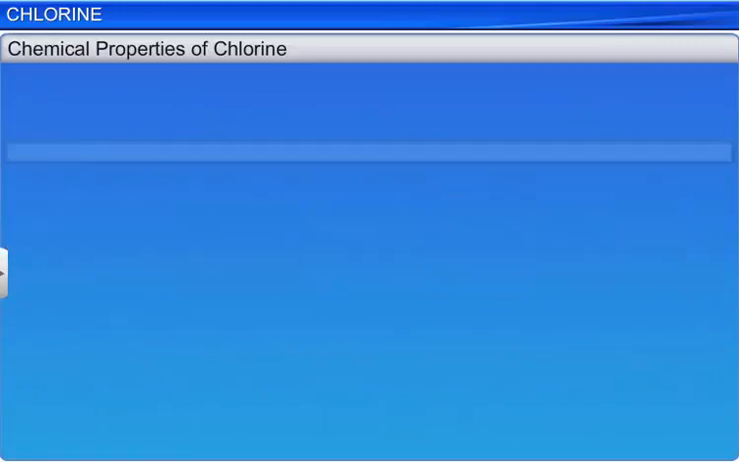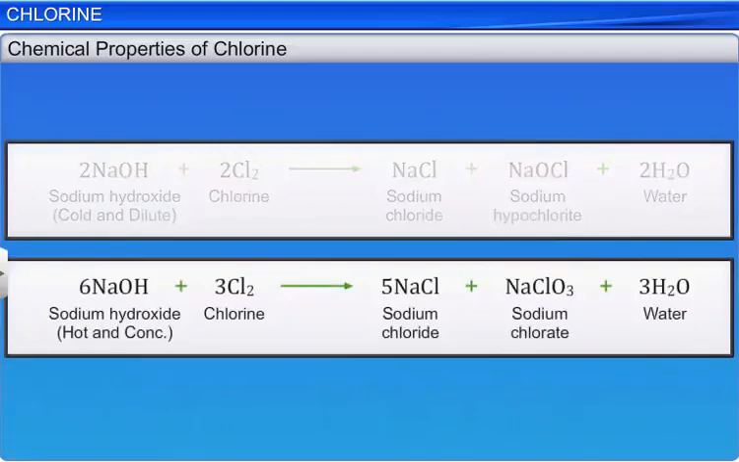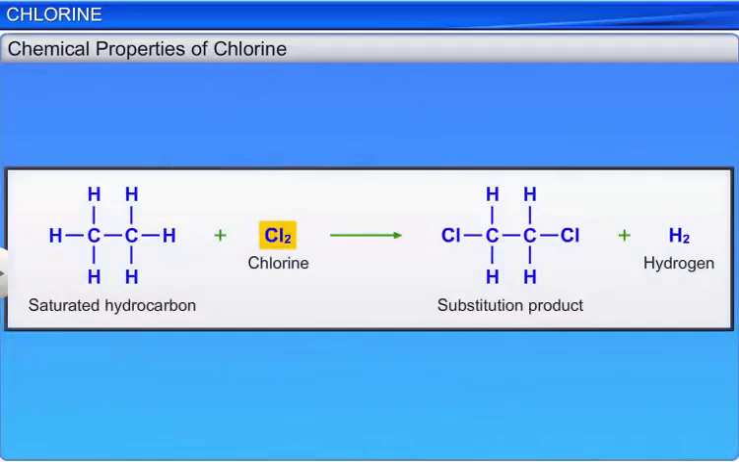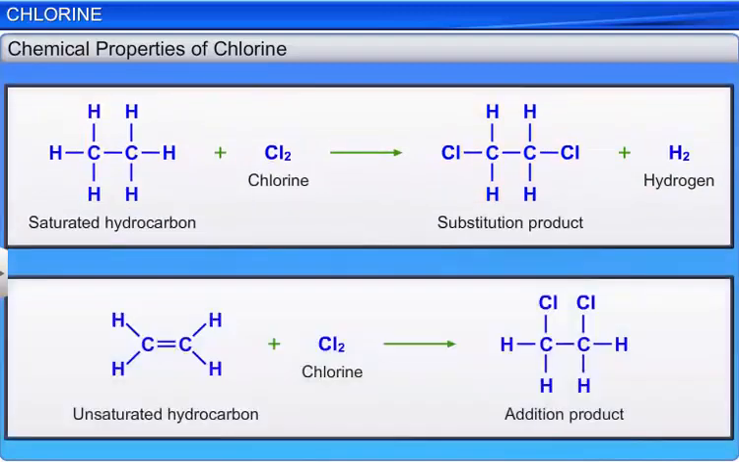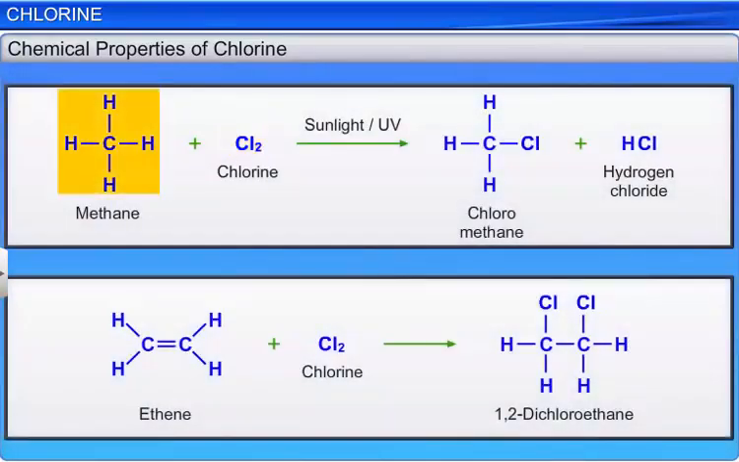It forms sodium hypochlorite with cold and dilute sodium hydroxide and sodium chlorate with hot and concentrated sodium hydroxide. It reacts with saturated hydrocarbons to give substitution products and addition products with unsaturated hydrocarbons. For example, it reacts with methane in the presence of sunlight or ultraviolet light to produce chloromethane, and ethene to 1,2-dichloroethane.